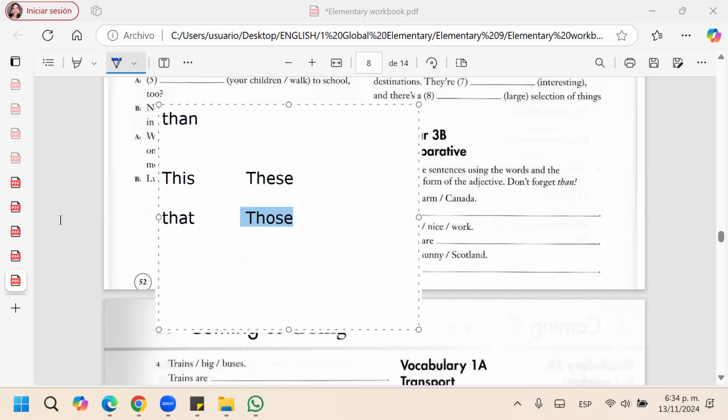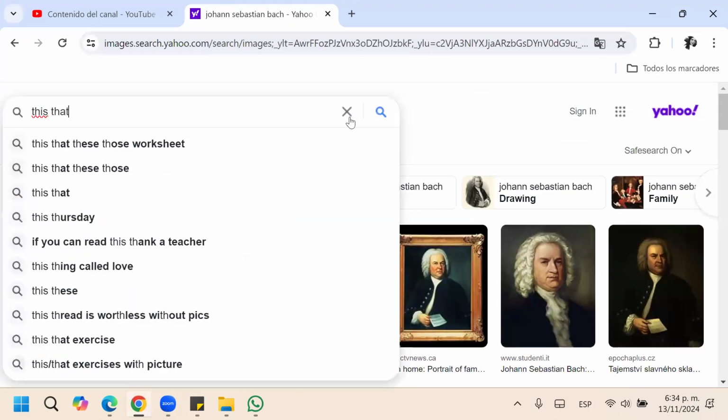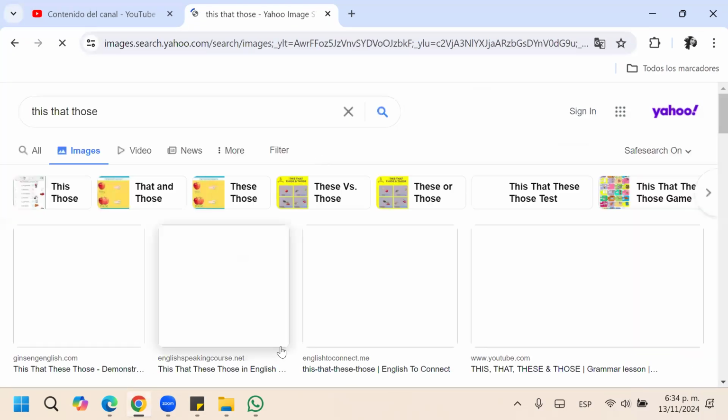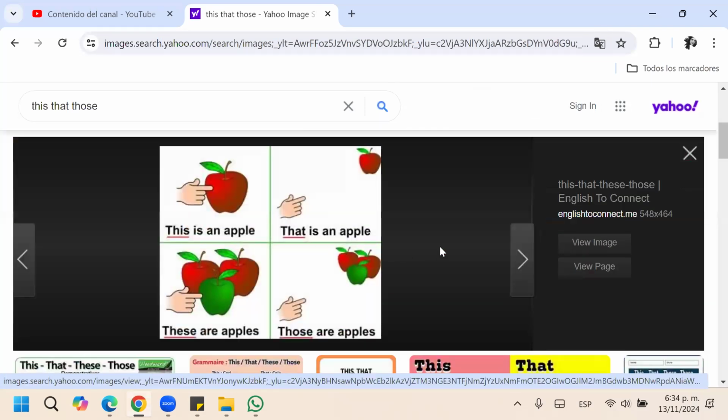I'm going to show you a photo that you may have seen. This, that, those. The photo with the apple. This. Look at the photo here. This is an apple. It's here on my hand or near me. That is an apple. It's there. It's in the kitchen. That's an apple. Okay, it's not near. It's far from me.